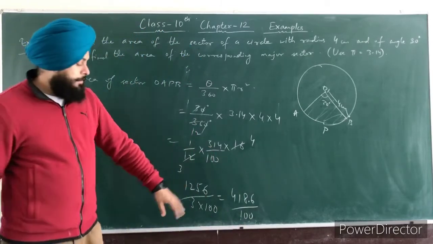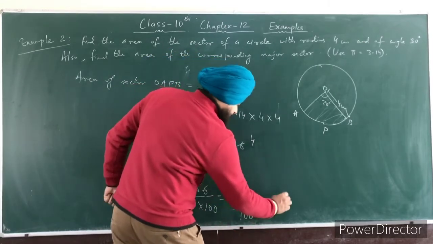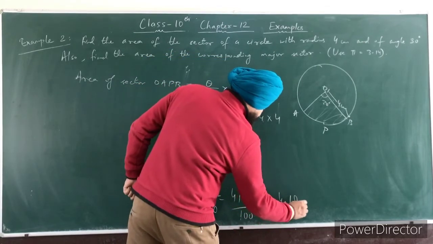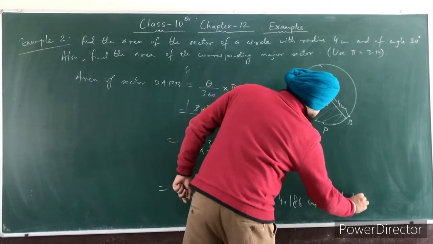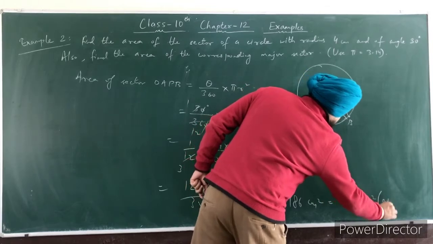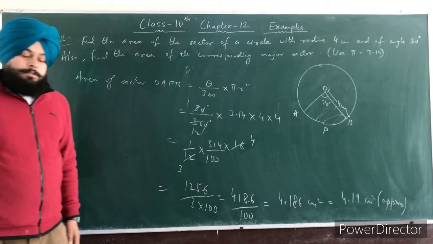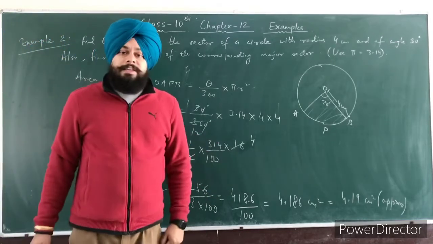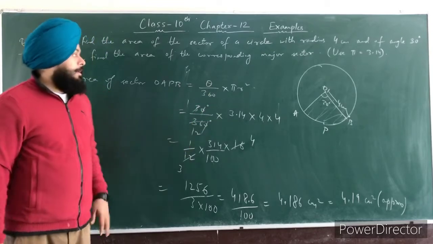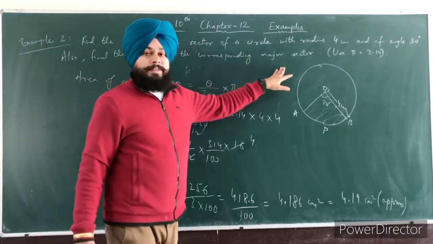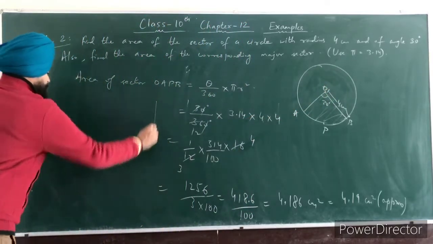Now convert it into decimal. Remove these zeros. It is 4.186 centimeter square, or 4.19 centimeter square approximately. Alright. So the answer is 4.19 centimeter square. It is the area of minor sector OAPB. Now we will find the area of the corresponding major sector. This one.